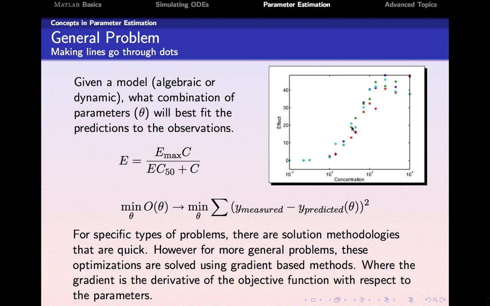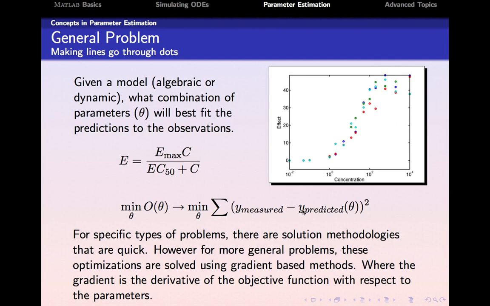With this concentration effect data, what we want to do is determine, in this case, the Emax and the EC50 of this system, which will best fit our data. So in this case, Emax and EC50 represent our collection of parameters, theta. And what we're trying to do is minimize in some way the deviation between the measured and the predicted values.